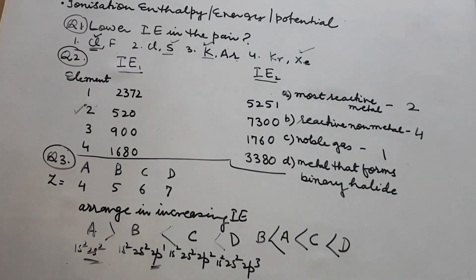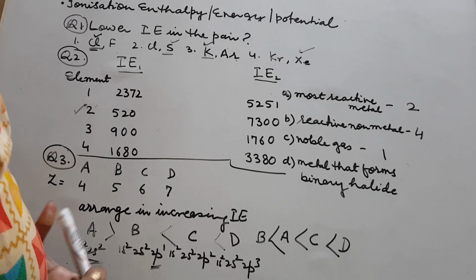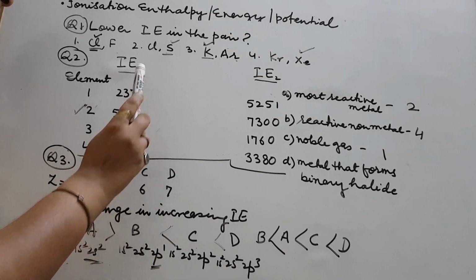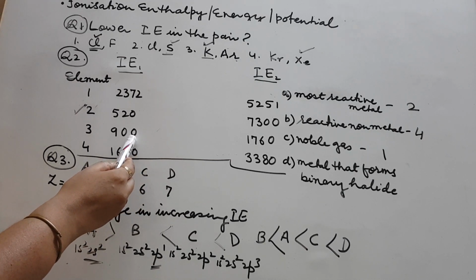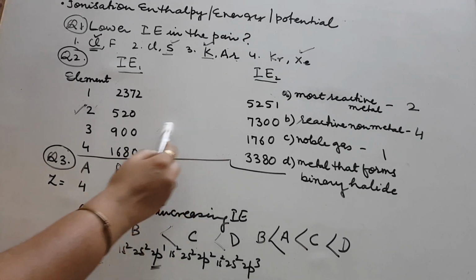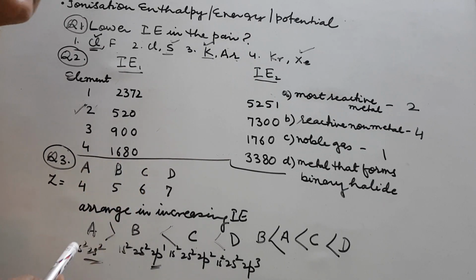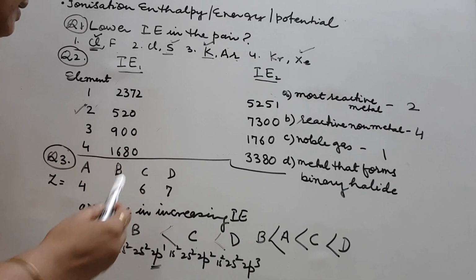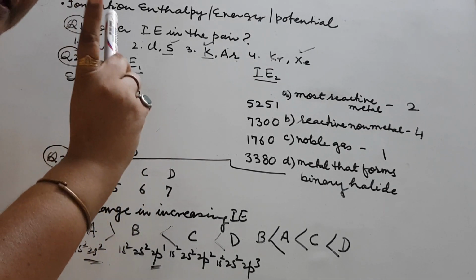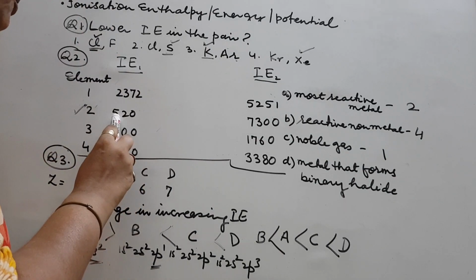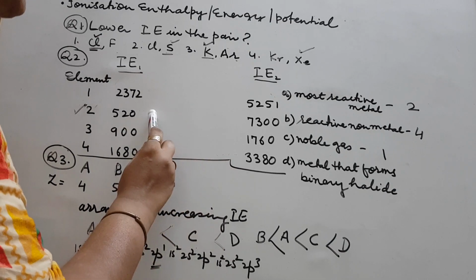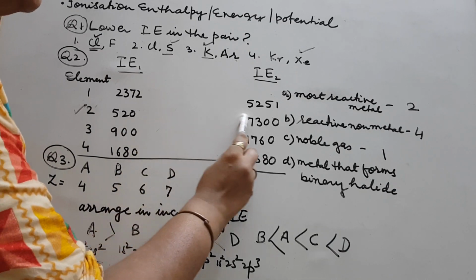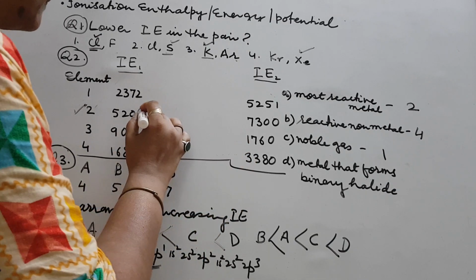Then you see they are saying a metal that forms binary halide. So this was our inert gas, this was our reactive non-metal. So this, if you see children, this gives us an idea that it must be having valency 2. Most reactive metal in a period is alkali metal. So the first electron was taken out, this value was required. But when it took out the second, the value was suddenly very high, 7,000 something, you see.